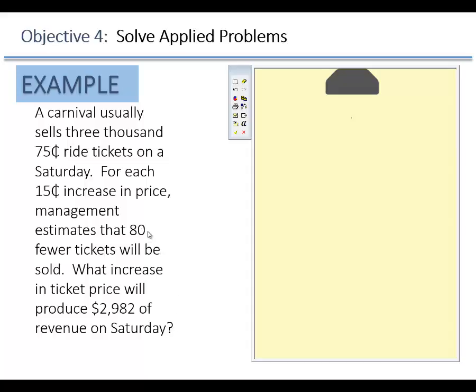So just to make sure that the problem is clear, if we do one ticket price increase, that would mean we're going to increase our ticket price by 15 cents. Okay, so each ticket price increase is 15 cents. And if we increase the ticket price one time, our new price will be 90 cents per ticket, but of course we're going to lose 80 ticket sales because of that.